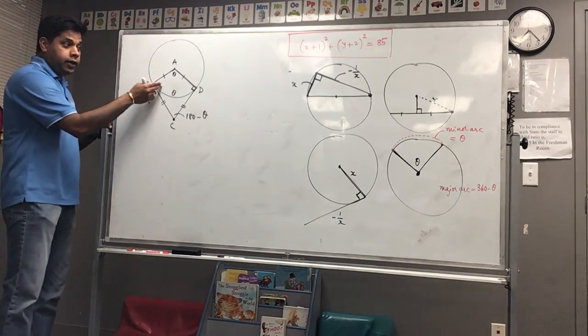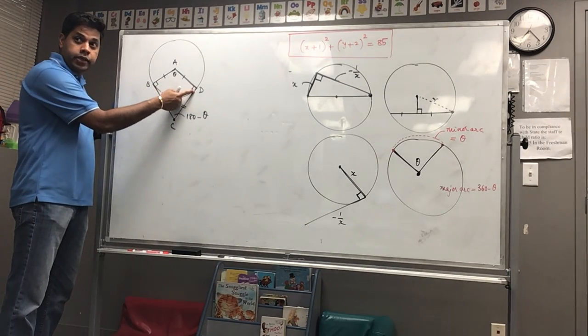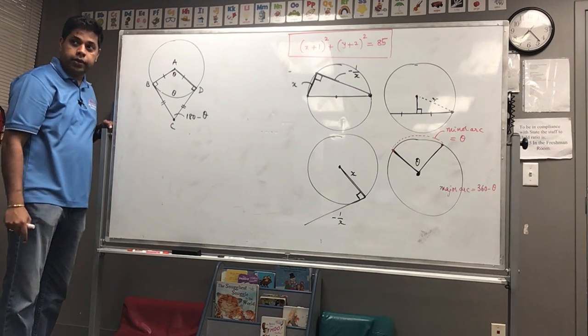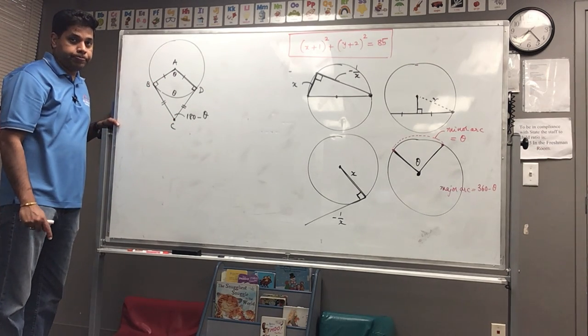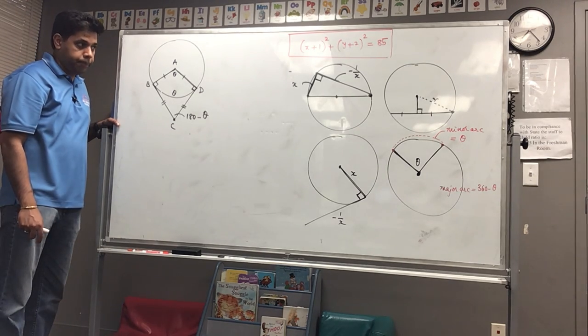Because remember, the angles should add up to 360. This is 90, this is 90, this is 180. So if this is theta, this should be 180 minus theta. Good? Okay.